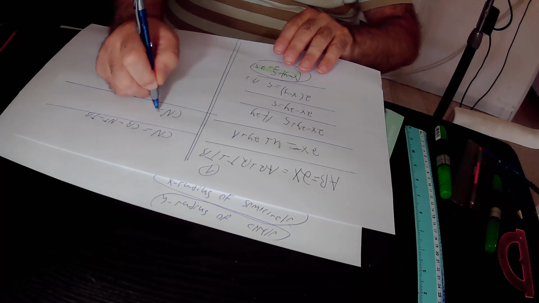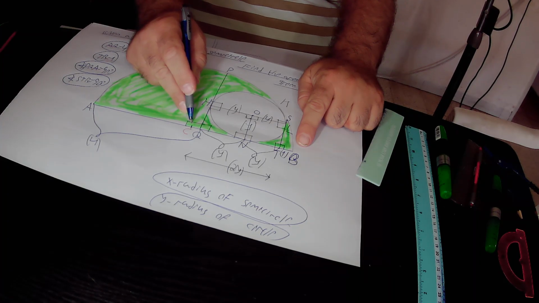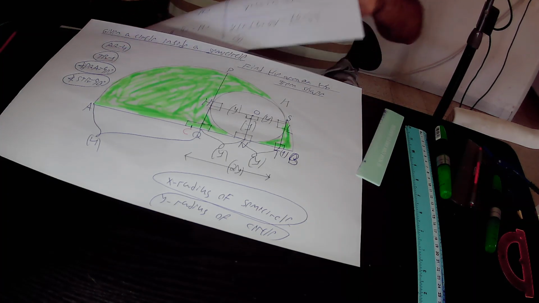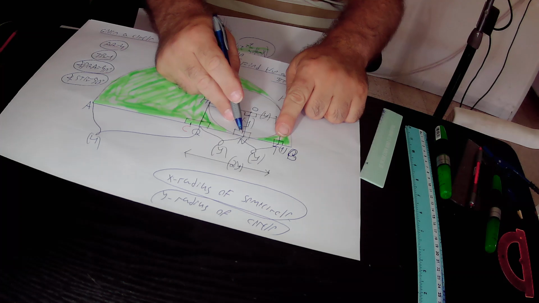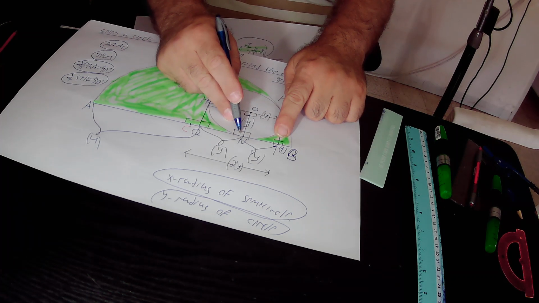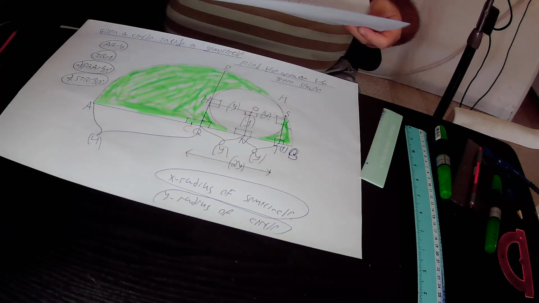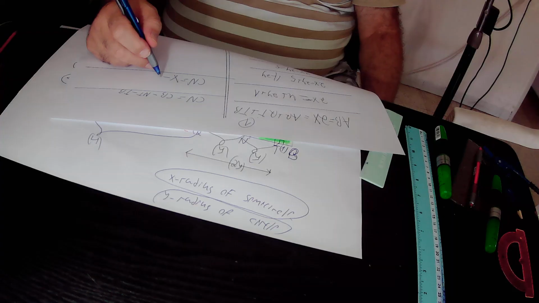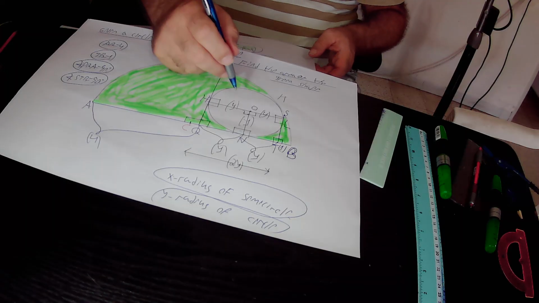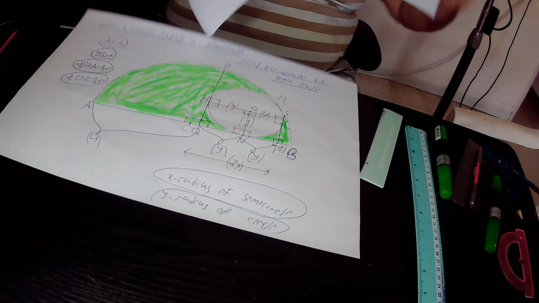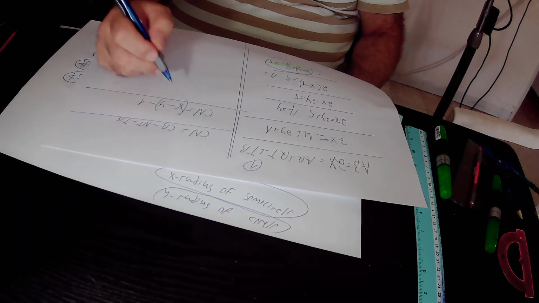So CN equals CB. CB is the radius of the semicircle, that equals x. Minus NT. NT equals y. This is the radius of the small circle. Minus TB. TB equals 1. So in total we found that CN equals x minus y minus 1.